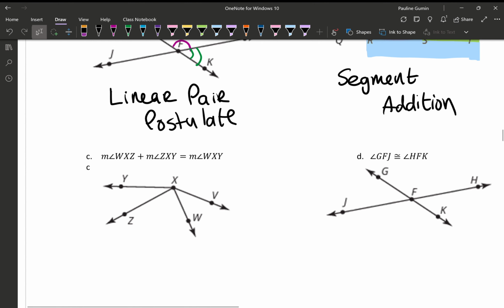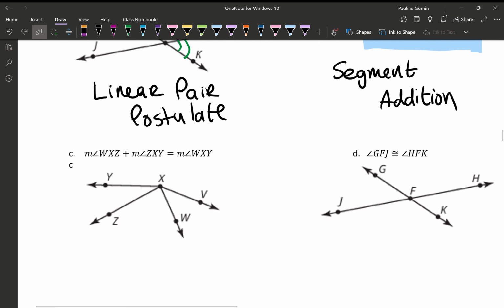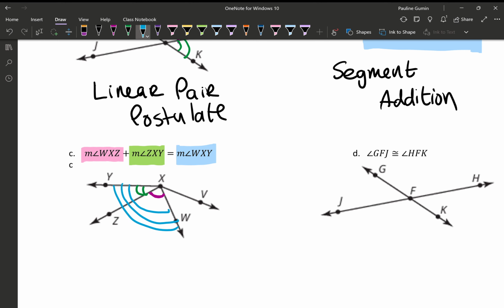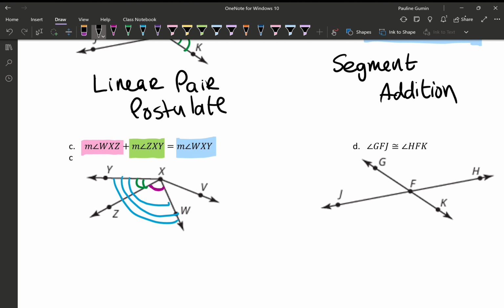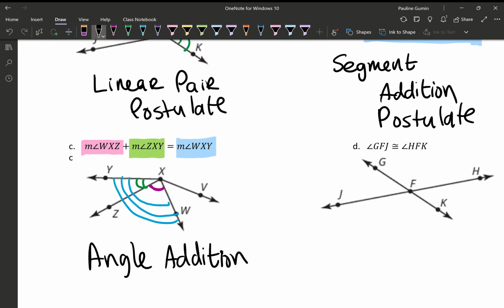I know, very creative. Letter C is kind of similar. Here we have the measure of angle WXZ. Let's mark it. And if we combine it with the measure of ZXY, that's this angle, then we get angle WXY. Well, if we add 2 angles, they become a bigger angle. You know what this is going to be called? Yeah, angle addition postulate.